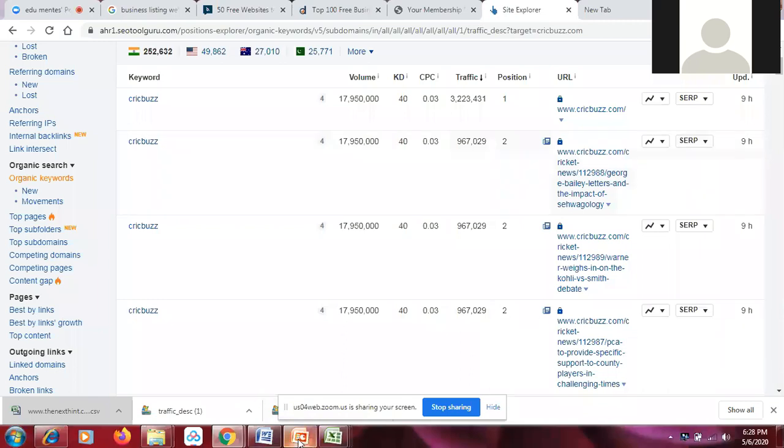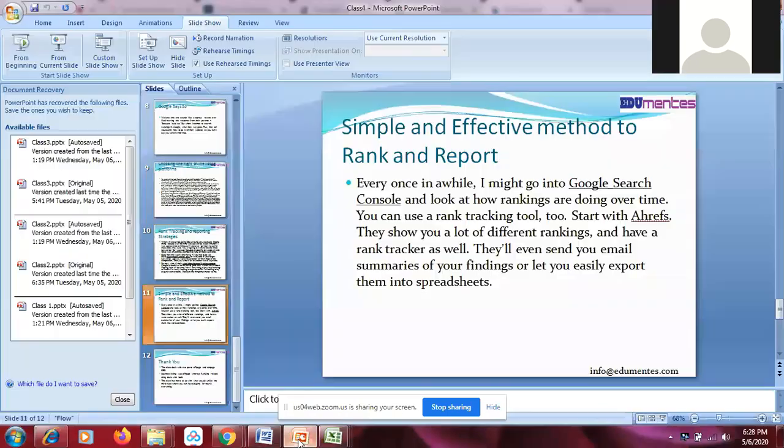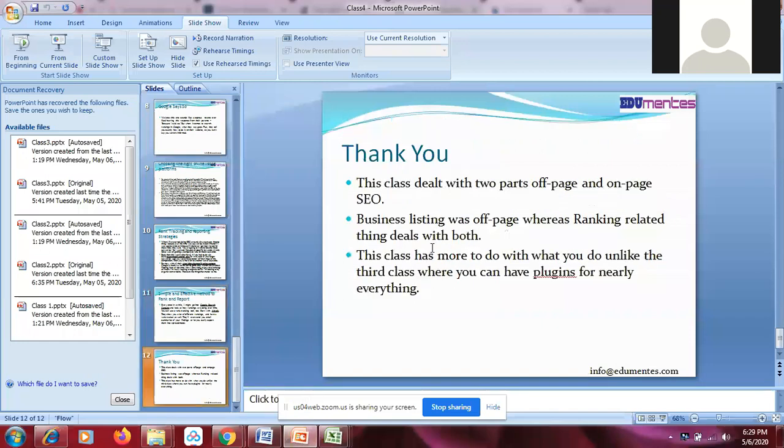So I hope you guys understood these 2 parts. The last summary is this: this class dealt with 2 parts, off-page and on-page SEO. Business listing was off-page, whereas ranking-related things deal with both. When you're talking about reporting the ranking, it deals with how you ranked your content. To rank your content, you go with on-page and you go with off-page also. So this second part was dealing with both.